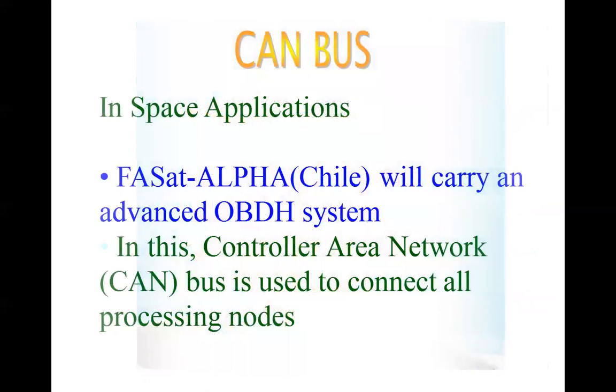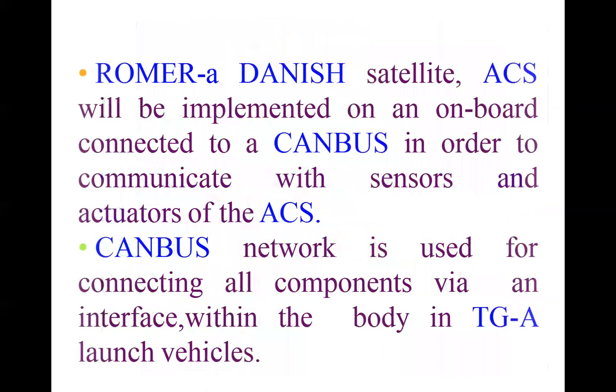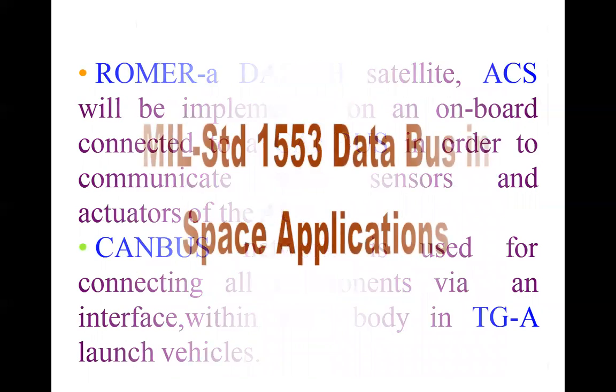CAN bus in space application. FASAT Alpha will carry an advanced OBDH system. In this, the controller area network bus is used to connect all the processing nodes. The Rømer Danish satellite ACS will be implemented on an onboard computer connected to a CAN bus in order to communicate with the sensors and actuators of the ACS. CAN bus network is used for connecting all the components via an interface within the body in the TGA launch vehicle.